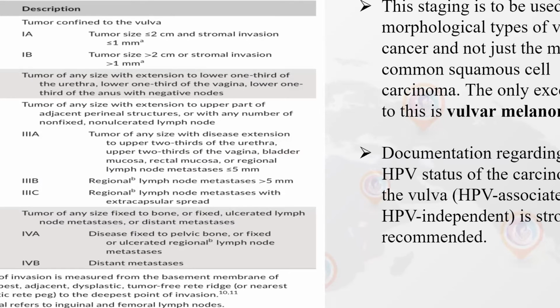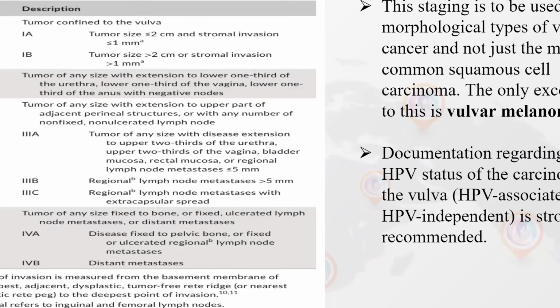Here in case of vulval cancer, the regional lymph nodes are inguinal lymph nodes. Remember, in other gynae cancers, the regional lymph nodes were the pelvic lymph nodes. In vulval cancer, it is different. In vulval cancer, the regional lymph nodes are the inguinal lymph nodes. So 3B is regional lymph node metastasis more than 5 millimeter. 3C is regional lymph node metastasis along with an extracapsular spread.